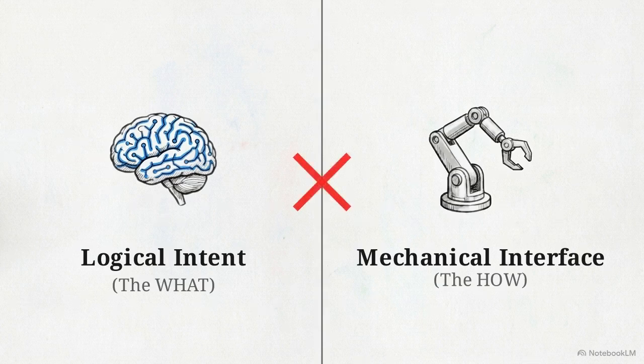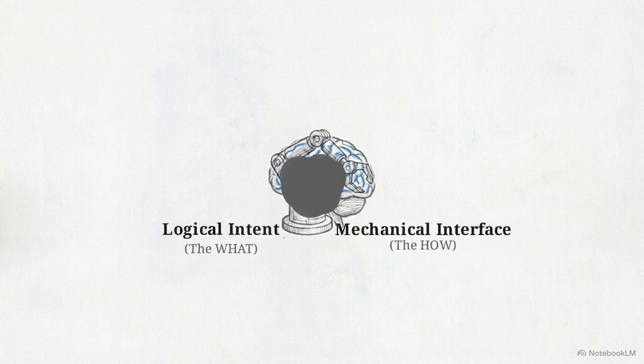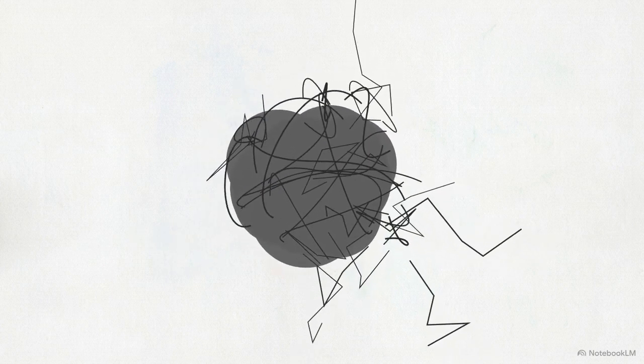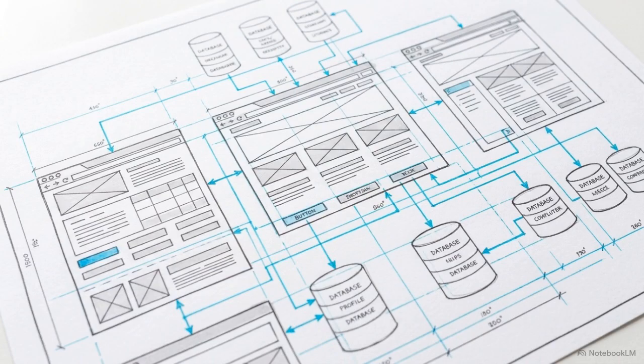The core bottleneck in front-end test automation is structural. Most testing environments fail to separate the logical intent of the test, what we are trying to prove, from the mechanical interface of the web application, how we click the buttons. Achieving stable automation at enterprise scale strictly requires decoupling high-level test logic from low-level UI mechanics.